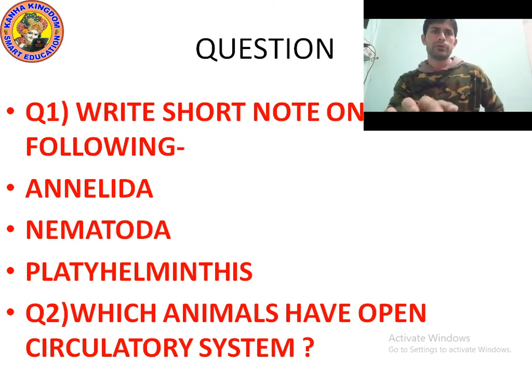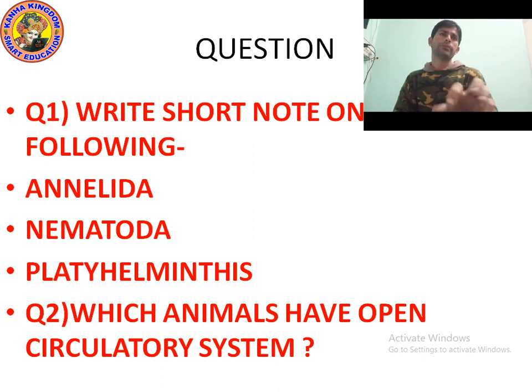Okay, it's time to ask questions. Question number 1: write a short note on the following: Annelida, Nematoda, Platyhelminthes. If we talk about Annelida, kids, they have a bilaterally symmetrical body and a true body cavity. Their body is segmented, and there is differentiation of organs, meaning they have real organs. They are found in water as well as on land, like earthworm, leech.